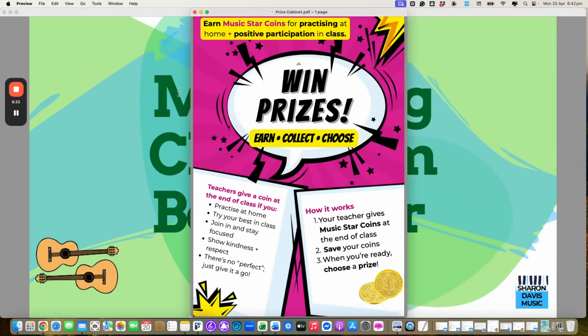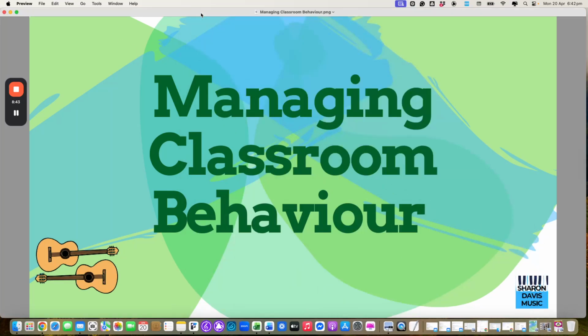So that's some ideas about how to make sure the behaviour in the class is what you'd like it to be, and to discourage the behaviours that you're not so keen on having. Sometimes a teacher who's new to groups might think, I want to be friends with a student, so I'm not going to be too strict. Remember that you are the boss, and what you say goes.